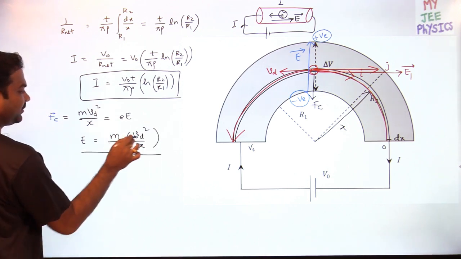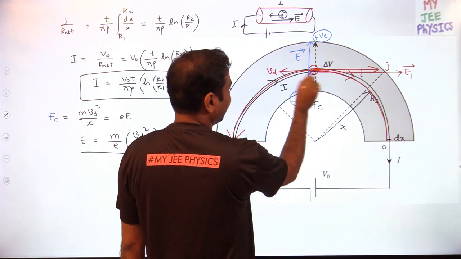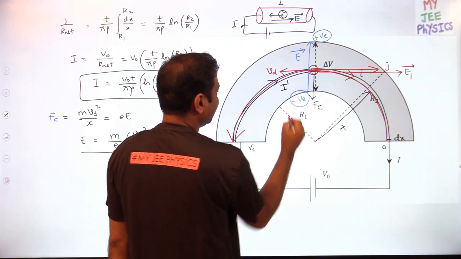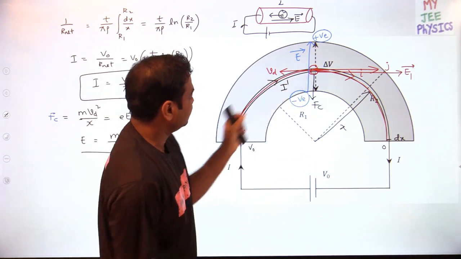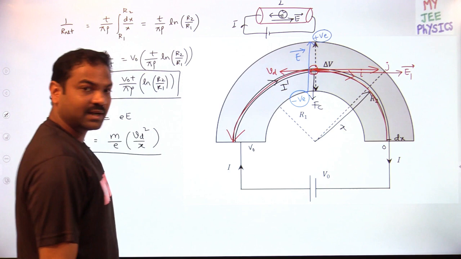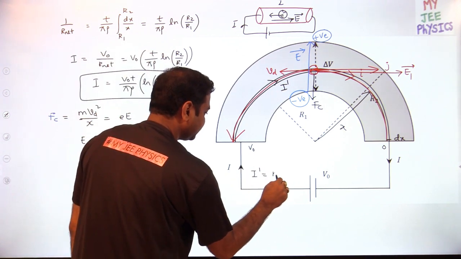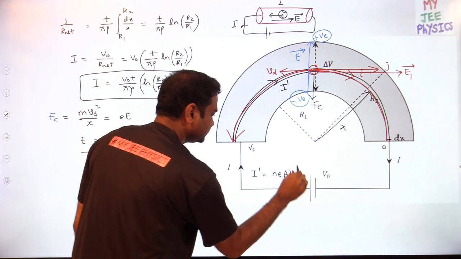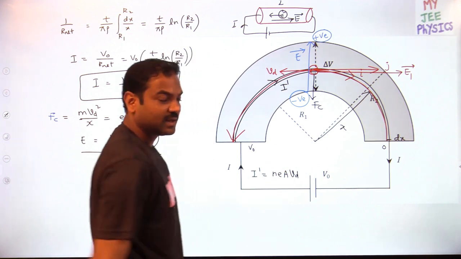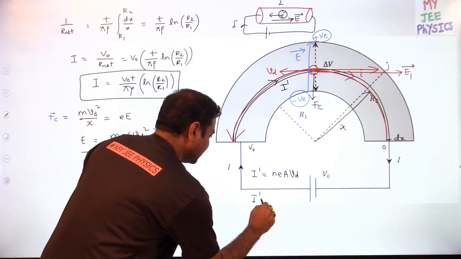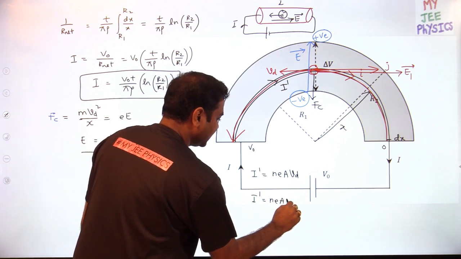Now let us see what the drift velocity value is. If this strip is carrying the current I dash, because total current is I, only this small strip that I have taken is carrying the current I dash. So I dash is equal to N E A Vd, am I right? I = NEAVd is the logic we are applying, taking this strip as a conductor.